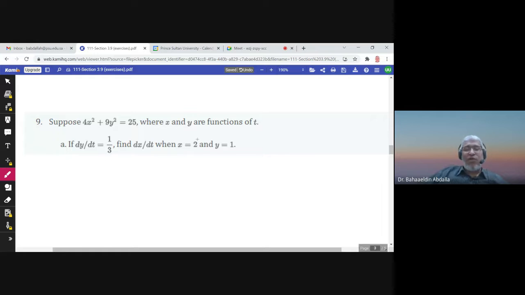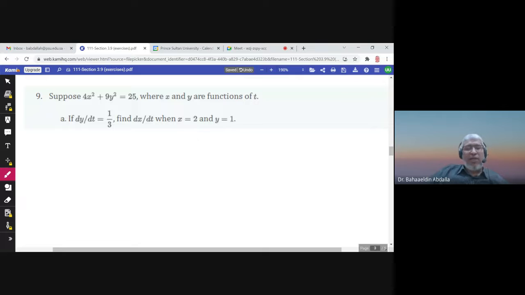We have an equation, x and y are functions of t. dy by dt is given. Find dx by dt when x is 2 and y is 1. So let us find the derivative of this equation with respect to t. So 8x times dx by dt plus 18y times dy by dt equals the derivative of 25, which is 0.